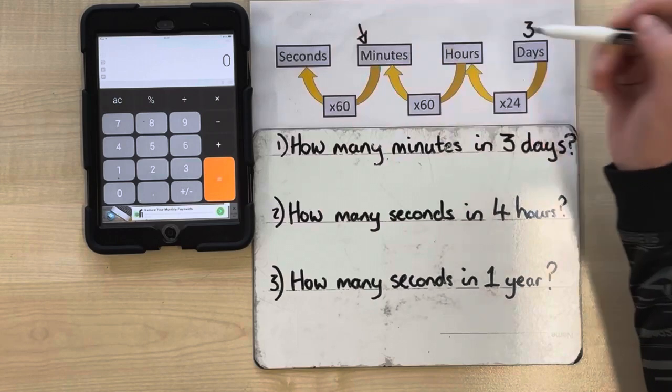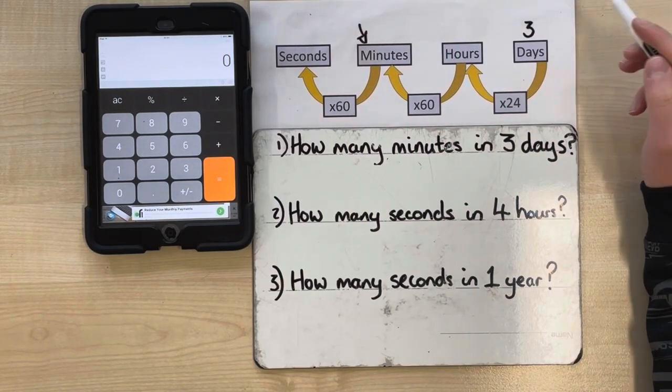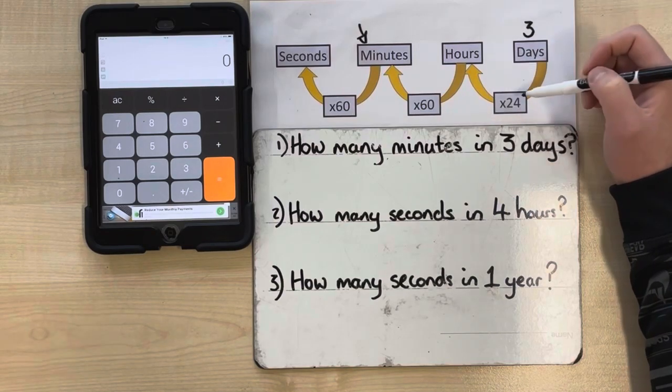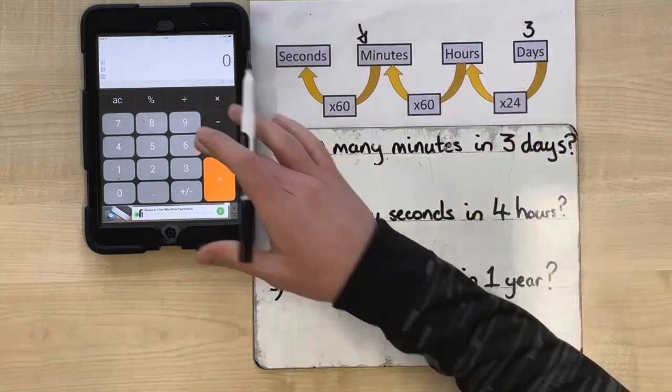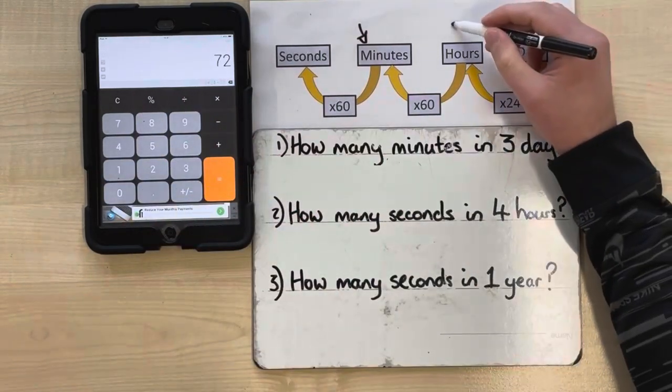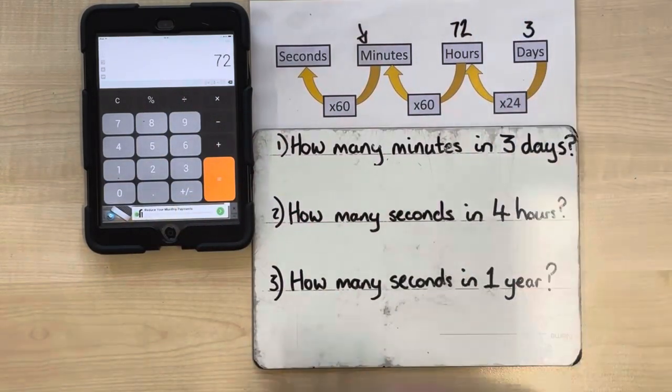So we're going from days to minutes. What it's saying here is I need to multiply that by 24 to find out the hours, because obviously 24 hours are in 1 day. So the first thing I'll do is my 3 times my 24, which gives me 72. You might have known that off the top of your head already.